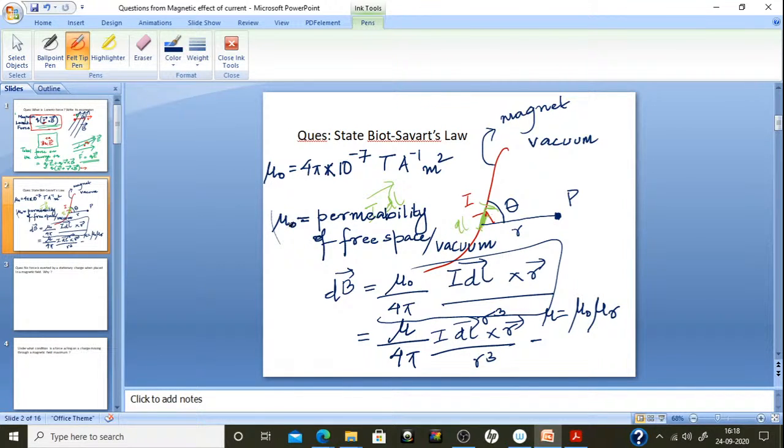So mu naught I already told you is this one. Mu r is the relative permeability of the medium. Okay, relative permeability. Is it clear? So if the medium you are keeping it in is water, then there will be some value for this. I don't know the value for water, and similarly if you have any other medium, then the value will be different. Is it clear?